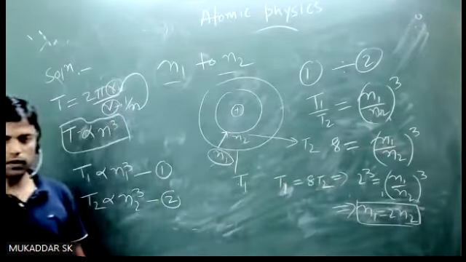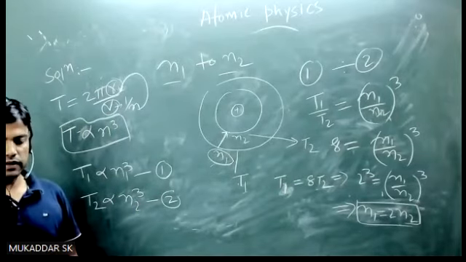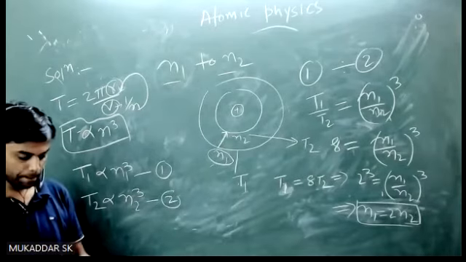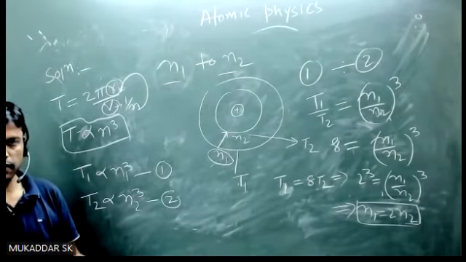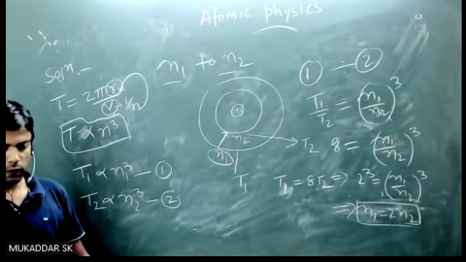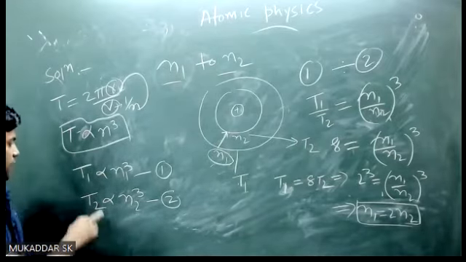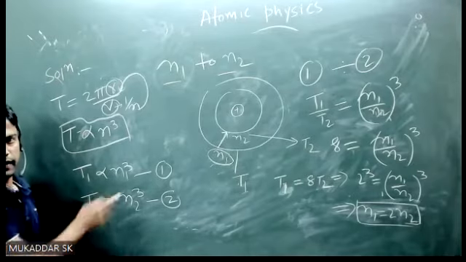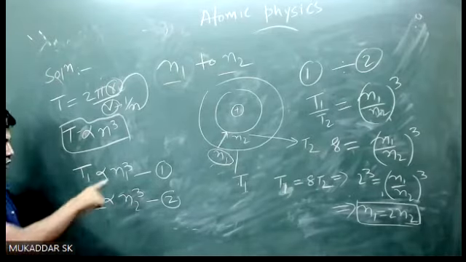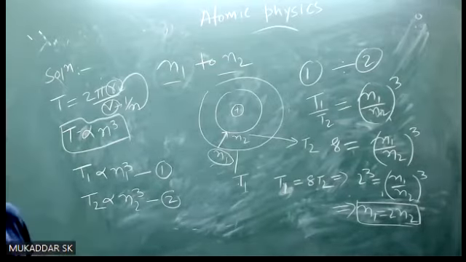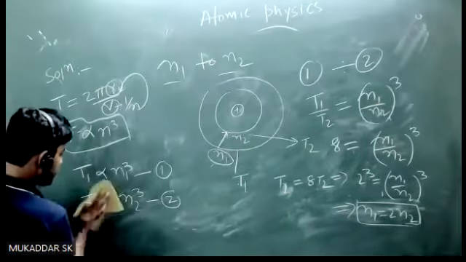Is it clear to all? Is it clear to everybody? Is it clear? Okay. So if there is a relation between T and n like that, then how will the frequency depend on the principal quantum number? How will the frequency depend?